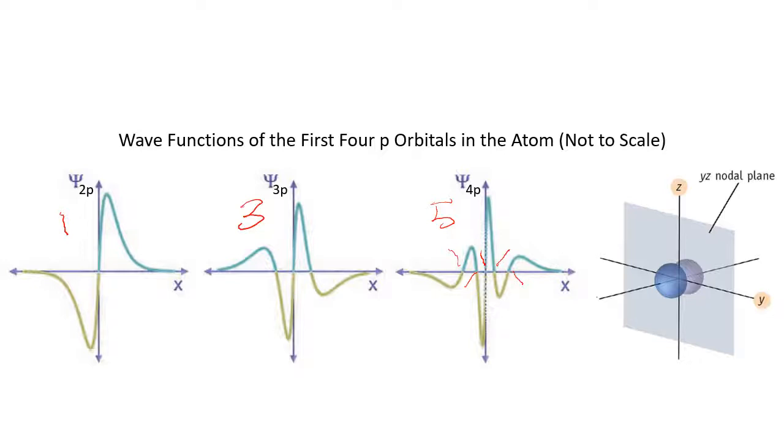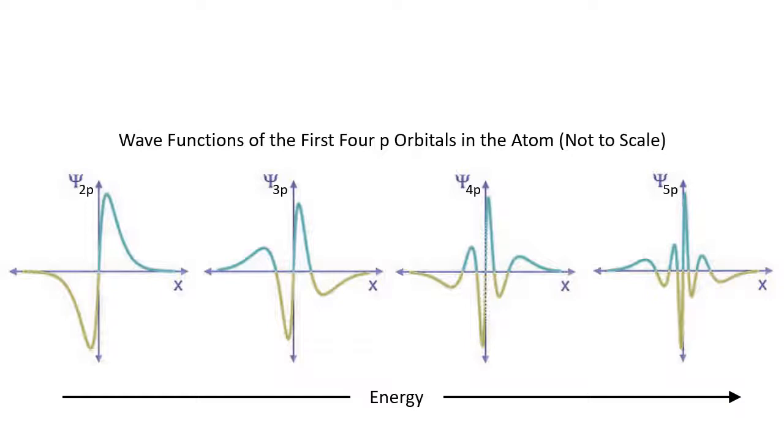Let's look at our last example wave function. We're going to get rid of this probability envelope, and let's put up the wave function of the 5p orbital. Now, remember, we had one crossing of the x-axis here, 3 here, and 5 here. So if that trend continues, we would expect the wave function for the 5p orbital to cross the x-axis 7 times. In fact, that's what we see.